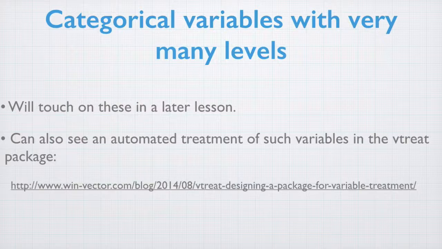Categorical variables with very many levels can be dealt with automatically. One package that does this is the vtreat package for R.